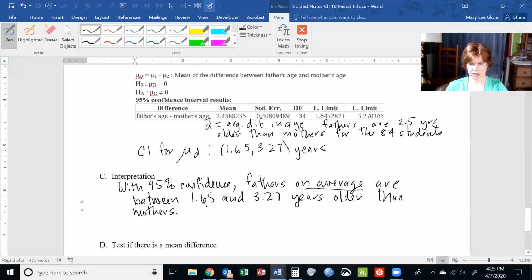This doesn't mean that I think all fathers are between this much older and this much older than mothers. This is the average. So on average, we're trying to estimate how much older fathers are than mothers on average. Well, I don't know what it is, but somewhere in between here. In my sample, it was around 2.5 years. And with my margin of error, I'm pretty sure the average difference for fathers and mothers is in here.